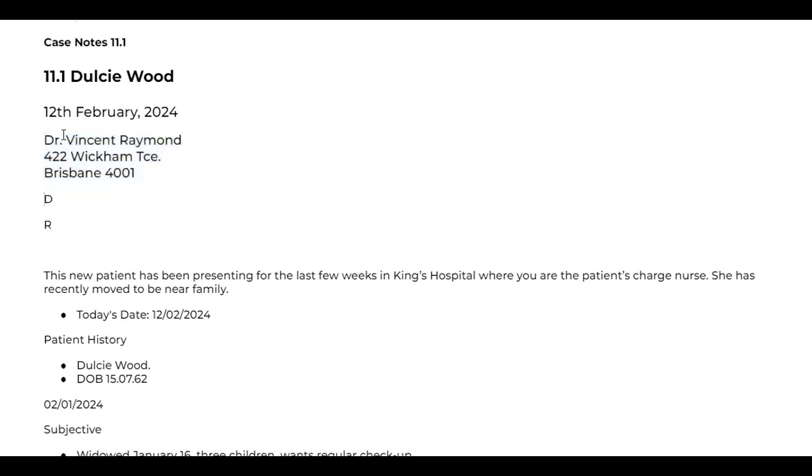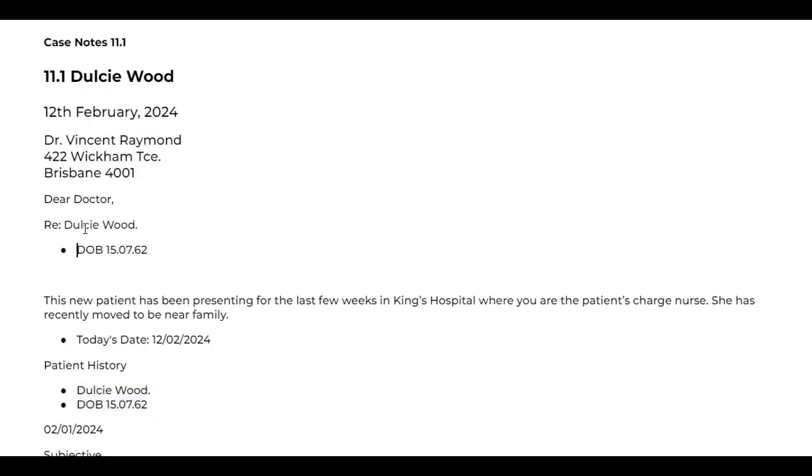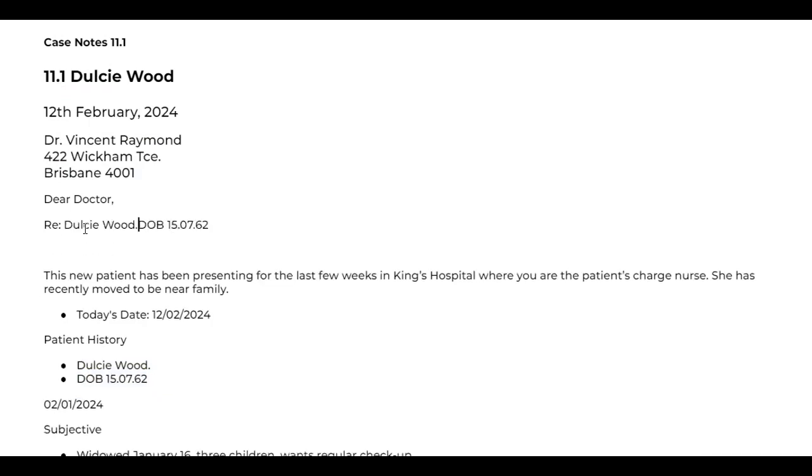Now we need dear, since it is a doctor, dear doctor. That is fine. A comma is mandatory. Then we need the next line, that is the RE line. In this RE line, we need two things. One is the patient's name and this one. We got the patient's name here, and that is Dulcie Wood, and there is a semicolon and a date of birth, and here you can have a hyphen, and this one is fine.